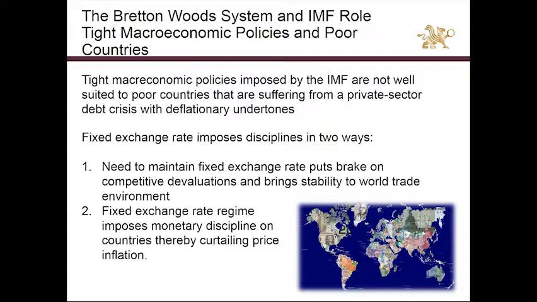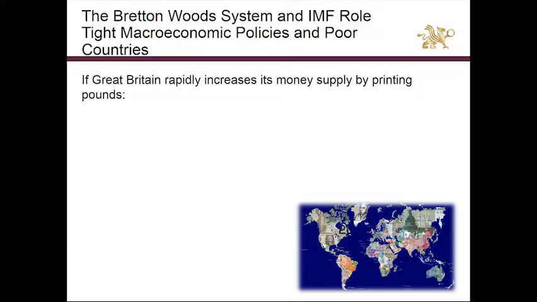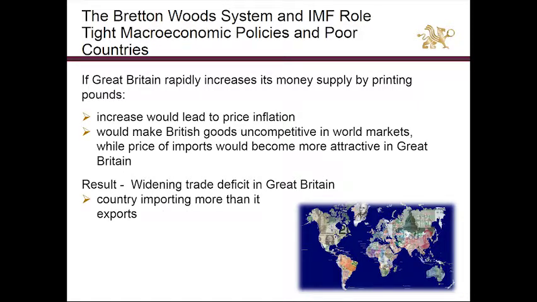For example, consider what would happen under a fixed exchange rate if Great Britain rapidly increased its money supply by printing pounds. The increase in money supply would lead to price inflation. Given fixed exchange rates, inflation would make British goods uncompetitive in world markets, while the prices of imports would become more attractive in Great Britain. The result would be a widening trade deficit in Great Britain, with the country importing more than it exports.